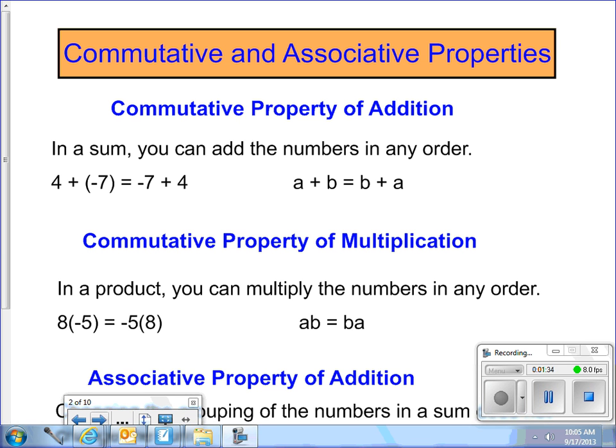In a sum, you can add the numbers in any order. 4 plus -7 is equal to -7 plus 4. In algebra, a plus b is equal to b plus a.